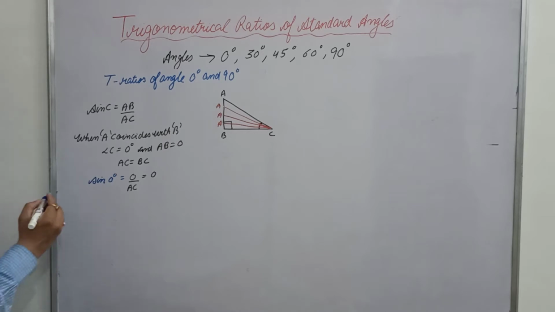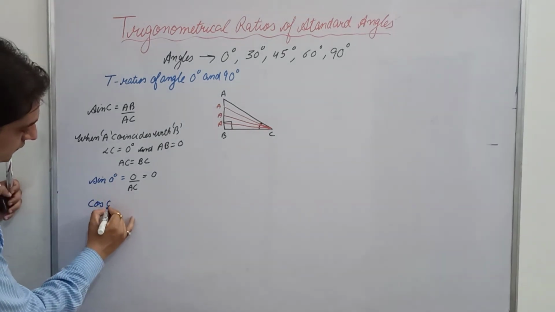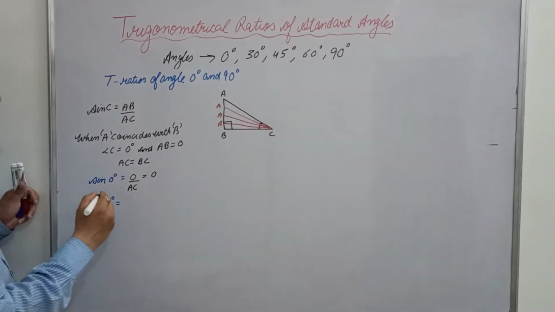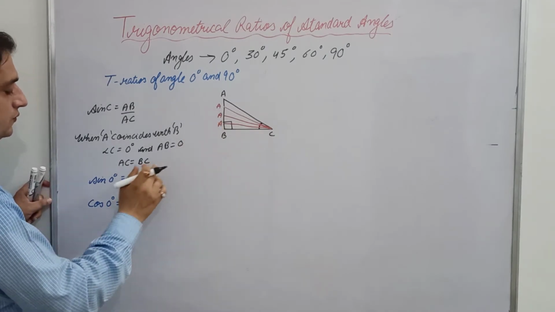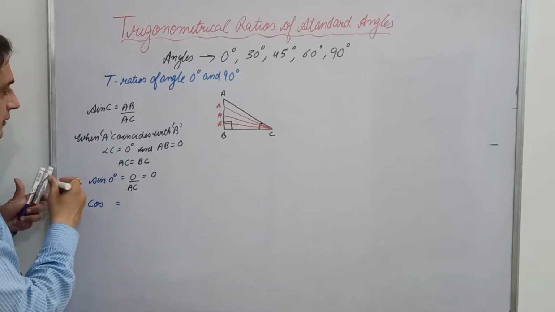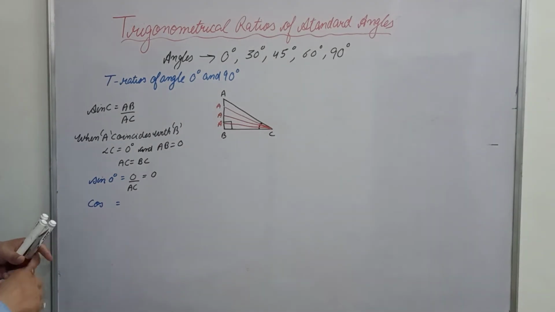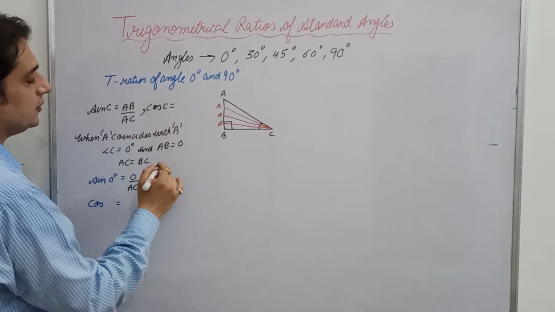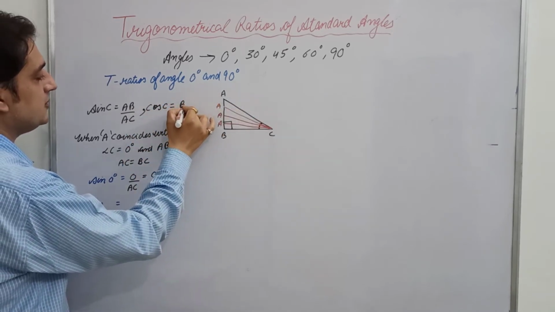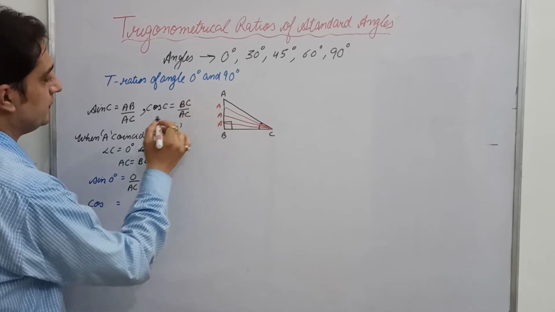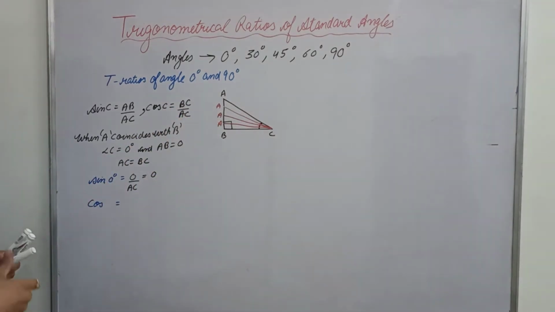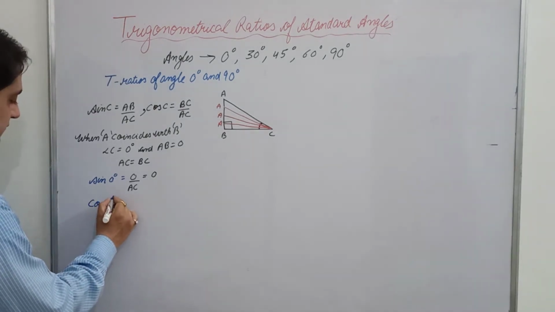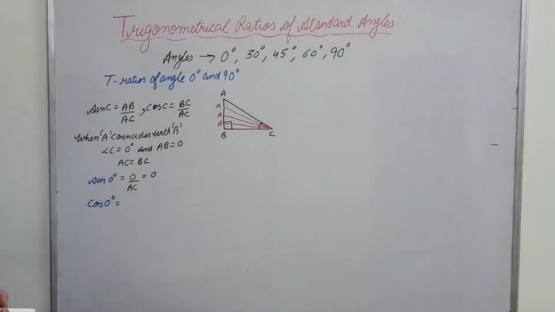Similarly, you can find the value of cos 0 degree. First you can define the cos of angle C. Cos C is base by hypotenuse, so it is BC upon AC. Right. So for this, you can find the value of cos 0 degree.